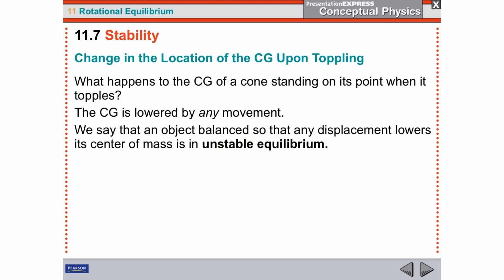So let's begin by talking about things that can fall over. If something falls over, the reason it falls over is that the slightest movement, the slightest displacement you can make of that object, is going to lower its center of gravity, and then it's going to fall. If that center of gravity would be lowered by moving it in any direction, then it's unstable.